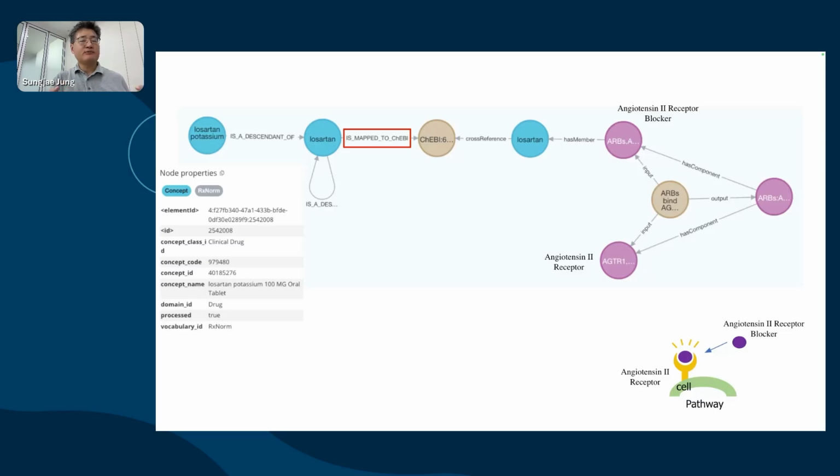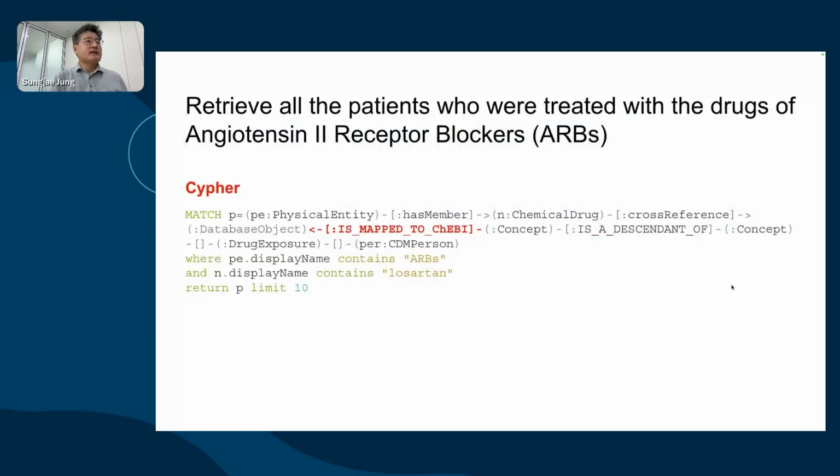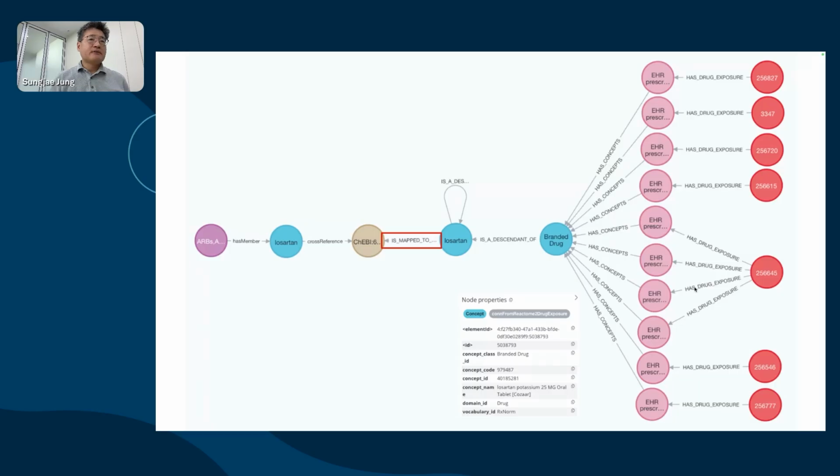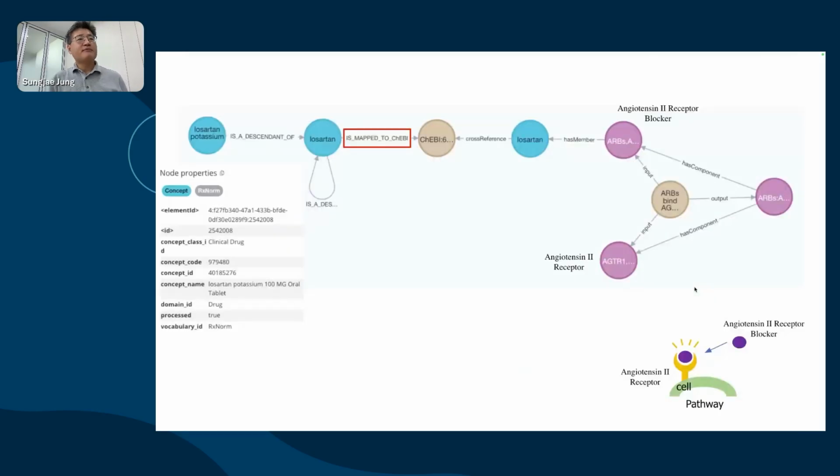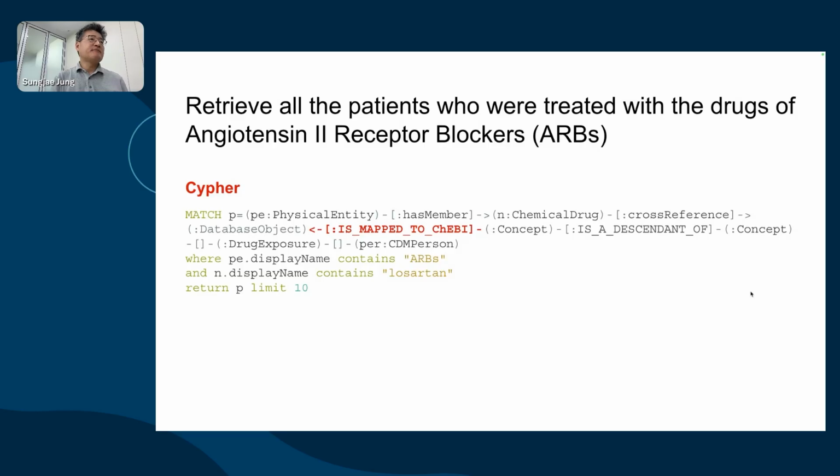This is the subgraph we can have from the query. And this is the second example. The previous example was traversing from the CDM side to the Reactome side, and this example is traversing from the Reactome side to the CDM side. This retrieves all the patients who were treated with drugs of angiotensin 2 receptor blockers, and this kind of query is very useful in conducting medical research.